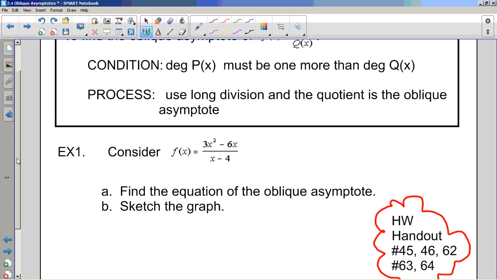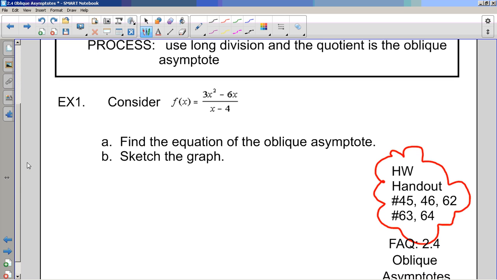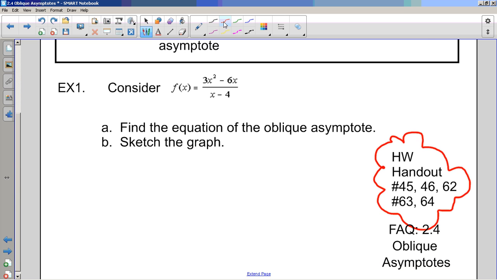So what do we got? Find the equation of the oblique asymptote. There's the function, and then sketch the graph. So how do I find the equation of the oblique asymptote? Well, notice that it does meet the criteria. The top is of degree 2, and the bottom is degree 1. We know there's no horizontal asymptote. Since the degree is 1 higher, we know that there's an oblique asymptote.